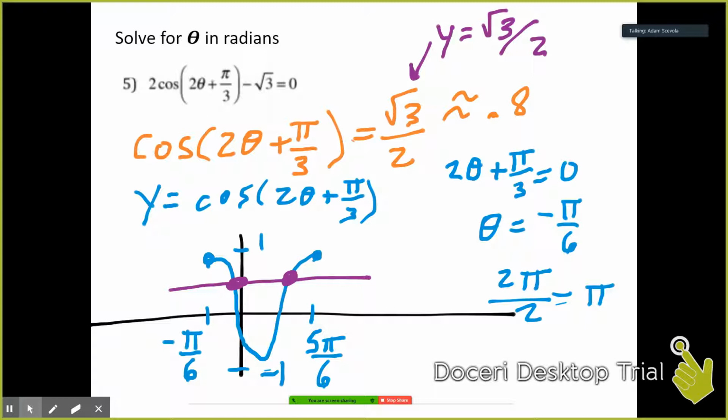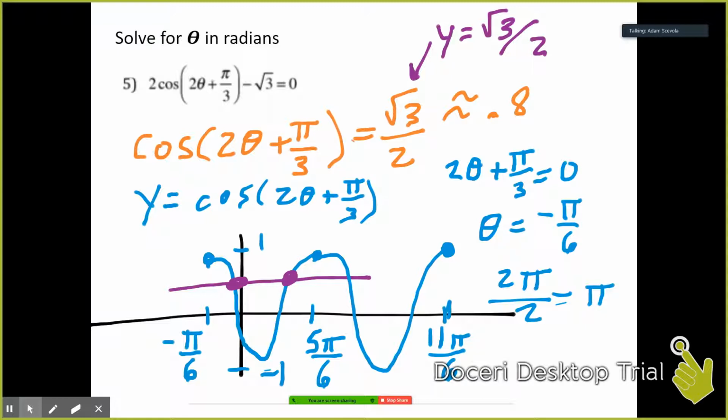So if we were to keep graphing the cosine graph, it would look like this. And another period would be pi. So we added that to 5 pi over 6, right? Pi would be 6 pi over 6. So this would be 11 pi over 6.